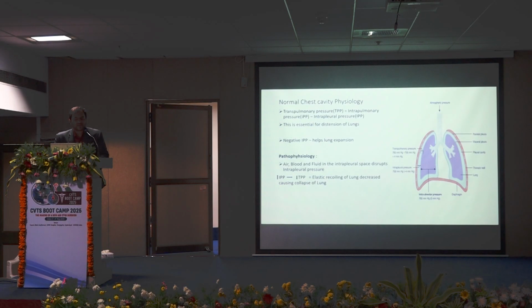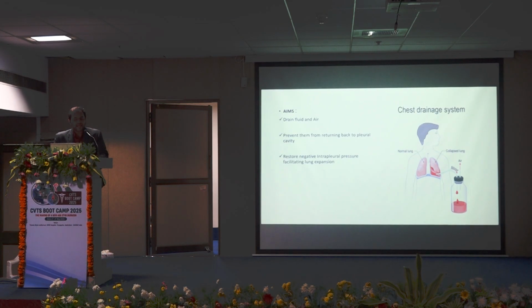Coming to normal chest cavity physiology, the transpulmonary pressure, which is the difference between the intrapulmonary and intrapleural pressure, maintains normal chest physiology and is essential for the distension of the lungs. Negative intrapleural pressure helps in lung expansion. When this negative pleural pressure is disturbed by air, blood or fluid, there is a disturbance in the transpulmonary pressure, and it causes collapse of the lung. Now, the aims of the chest drainage system are to drain fluid and air, prevent them from coming back into the pleural cavity, and mainly restore negative intrapleural pressure, facilitating lung expansion.